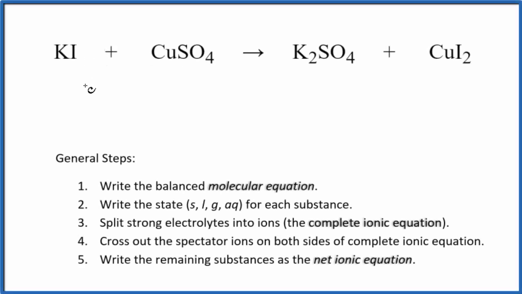In this video, we'll write the balanced net ionic equation for KI plus CuSO4, potassium iodide plus copper(II) sulfate. We'll use these rules here to do that. First, we need to balance the molecular equation.